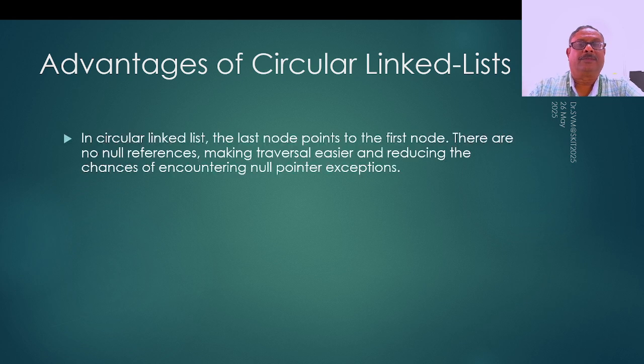So the advantages of a circular linked list: the last node points to the first node, so no null references are required, making traversal easier and reducing the chances of encountering null pointer exceptions. We do come across null pointer exceptions when we are working with a normal linked list, but now there won't be any null pointers, and hence encountering null pointer exceptions is no more.